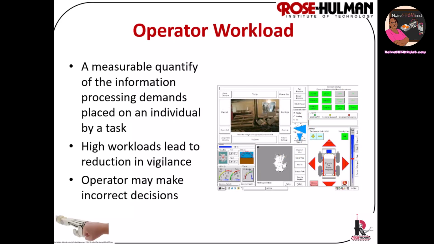Operator workload is a measurable quantity of the information processing demands placed on an individual by a task. So we would obviously think that high workloads are going to lead to a reduction in vigilance. A byproduct of that is the operator may make more incorrect decisions or mistakes, like giving the robot the wrong commands or not noticing when the robot makes a mistake, as their workload is increased and their vigilance is reduced.